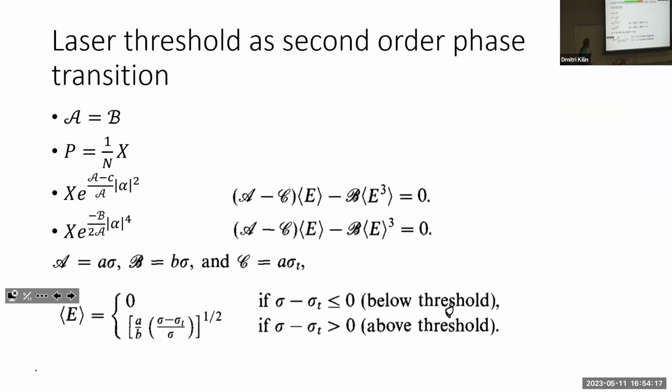And now what I was asked to include to help lead into Max's talk: the laser threshold as a second order phase transition. So in this case, with our perfect system, A is equal to B. And this is also why I prompted about P representation.